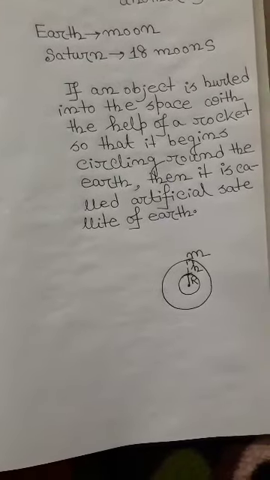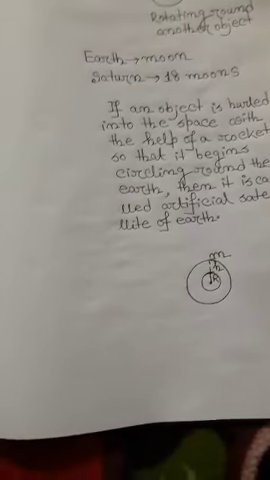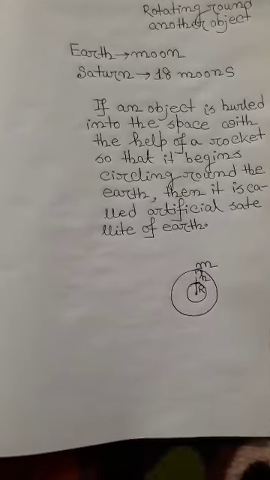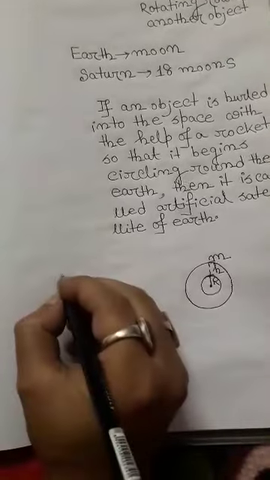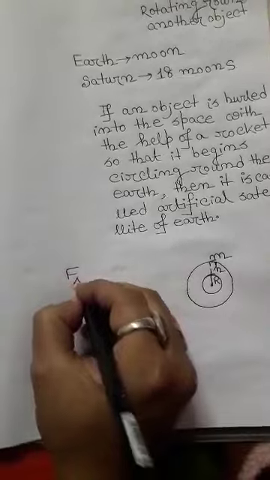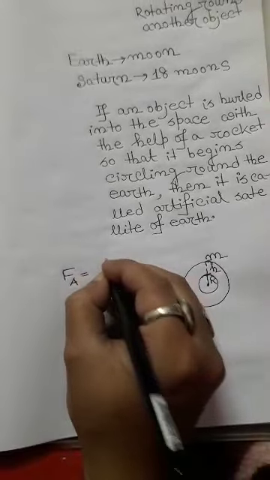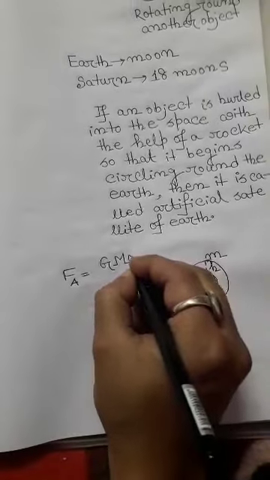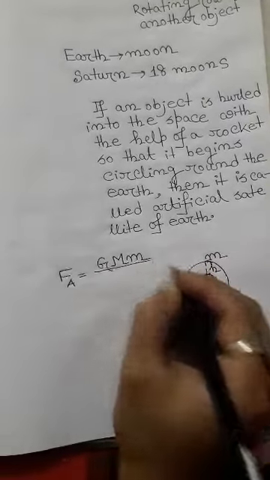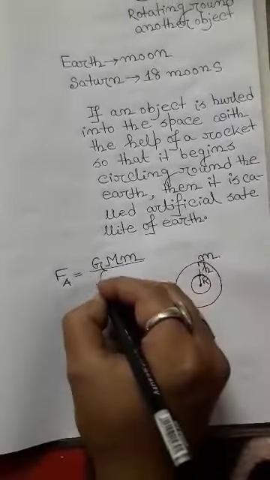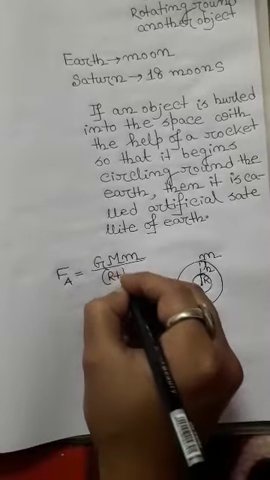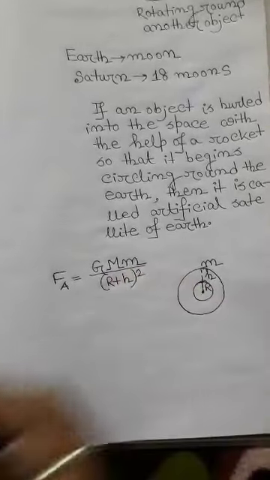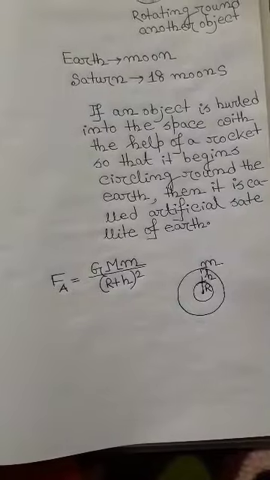Now what will be the force of attraction between the satellite and the earth? We all know the force of attraction will be G into capital M, that is the mass of earth, into small m, divided by the total distance, that is R plus h, the whole squared. This is the force of attraction between the satellite and the earth.